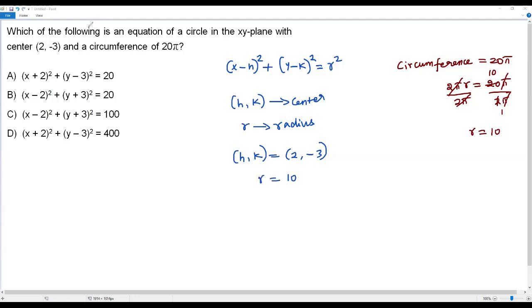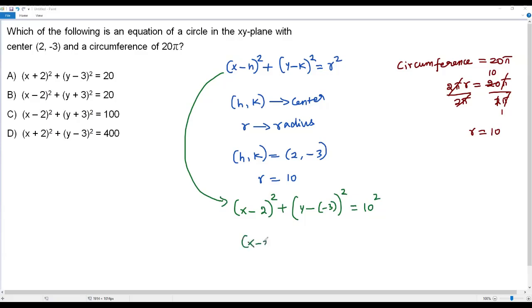Now what I have to do is plug in these values, that is (h, k) and the value of r, into the equation of the circle in standard form. So let me write the equation of the circle in standard form. (x - the value of h, which is 2), so we can plug in 2 for h, the whole squared, plus (y - the value of k, which is -3), so we can plug in -3 for k, the whole squared, equals, and for r we know the value 10, so we can plug in 10 for r, then we get 10 squared.